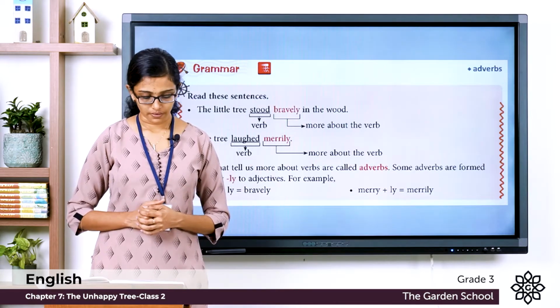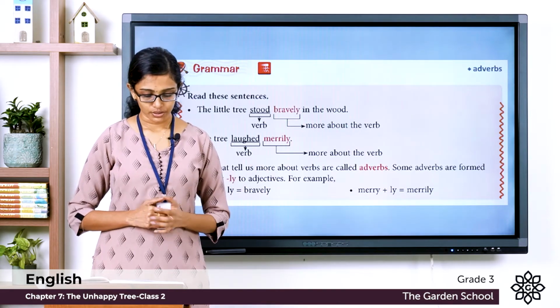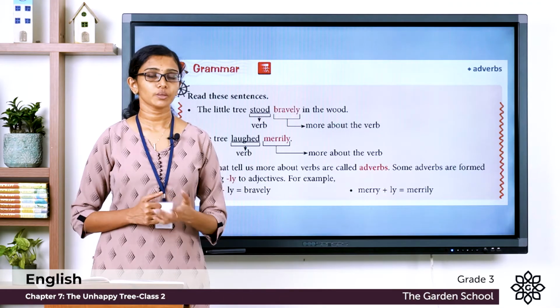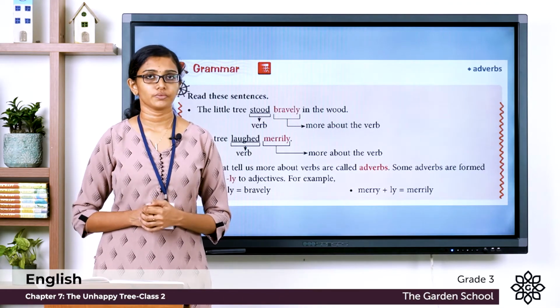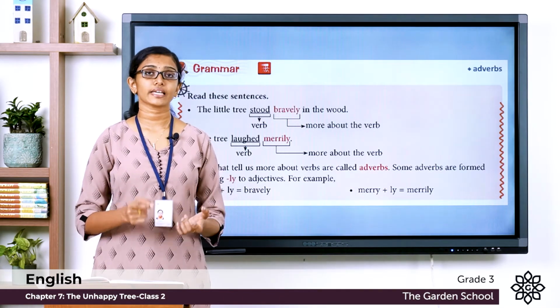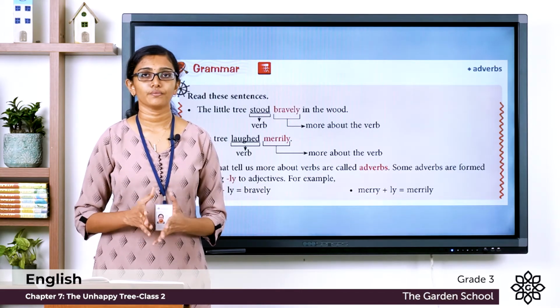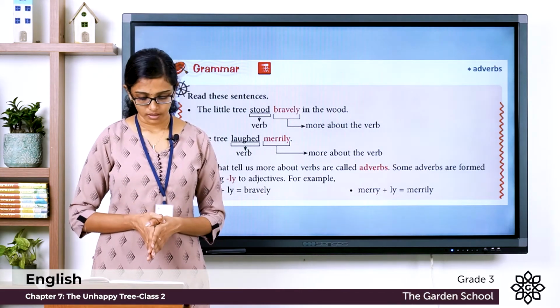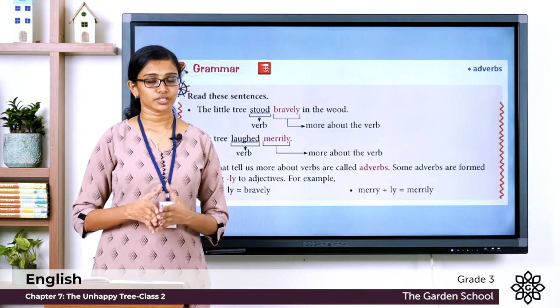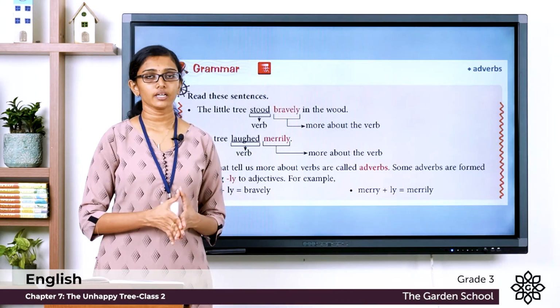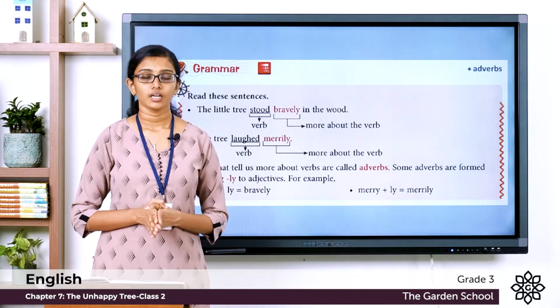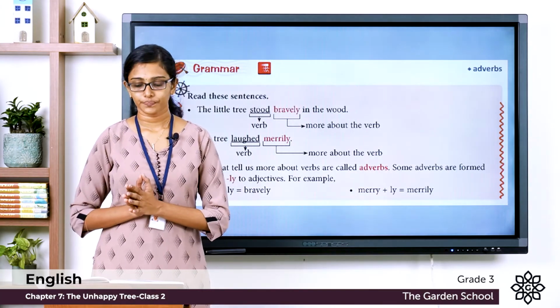Some adverbs are found by adding ly to adjectives. For example, the word brave is an adjective. And here we have added the letters L and Y to the word brave to get bravely, which is an adverb here. And also merry is an adjective and we have added ly to get merrily. And now it became an adverb.